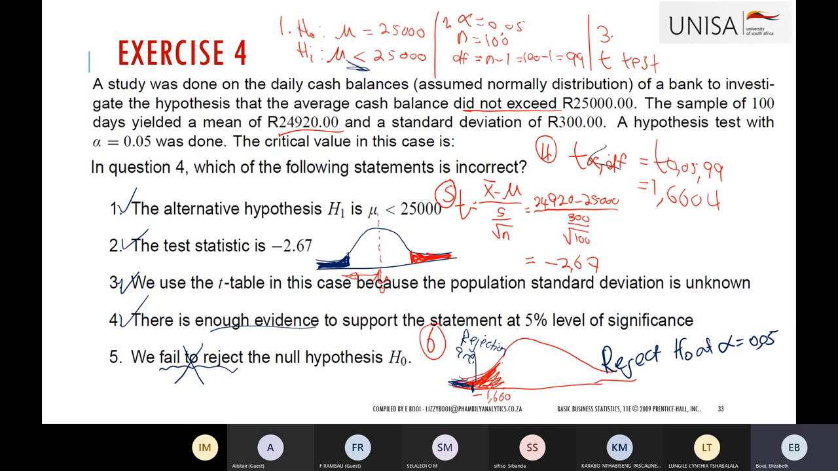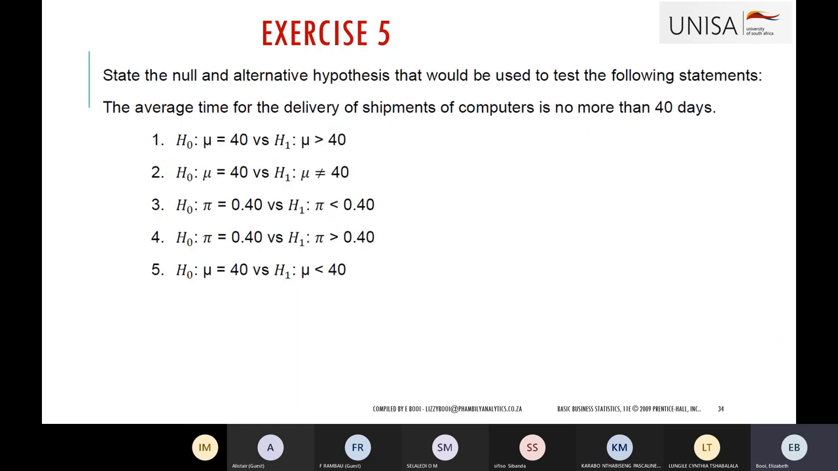So we need to be very careful with the alternative side. We need to put the right one, the correct one. This is our last session, our last question, and then we are done for the day. Then I will see you on Wednesday.